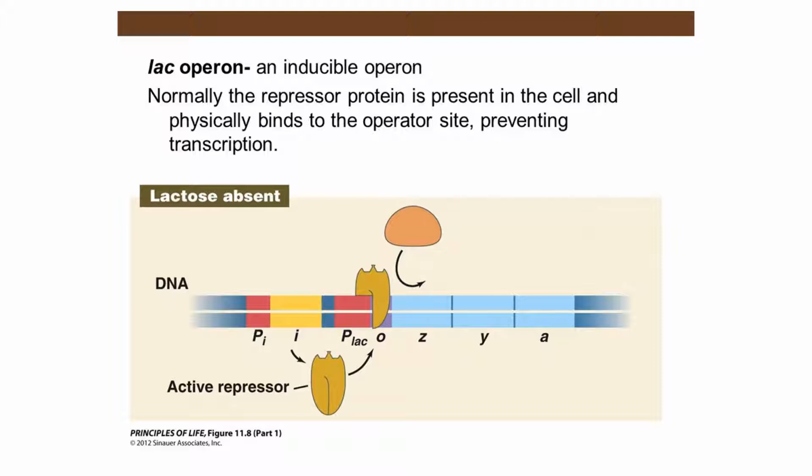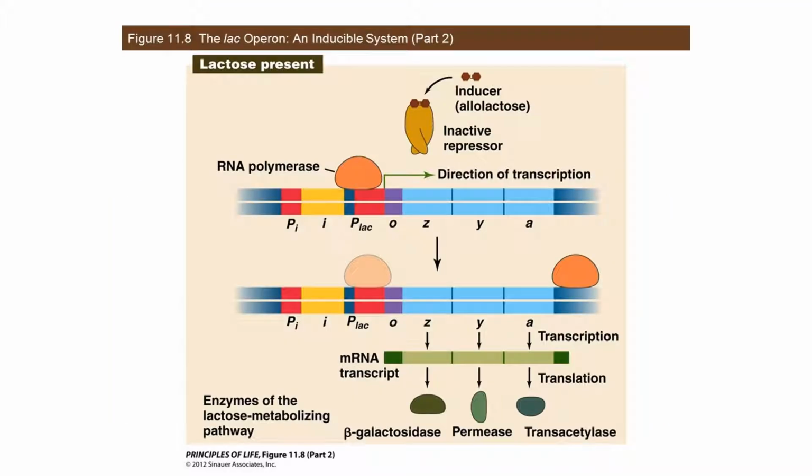So that orange thing on the top, your RNA polymerase, isn't allowed to attach to the promoter and move past and transcribe the ZYA genes. So it's sort of getting stuck.